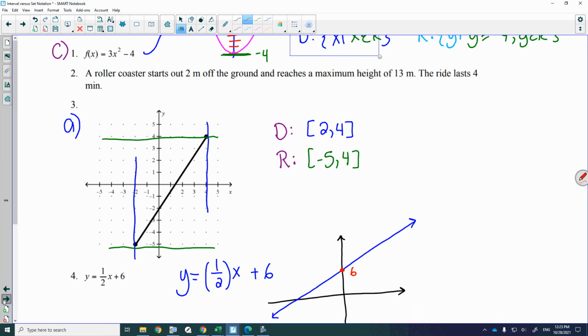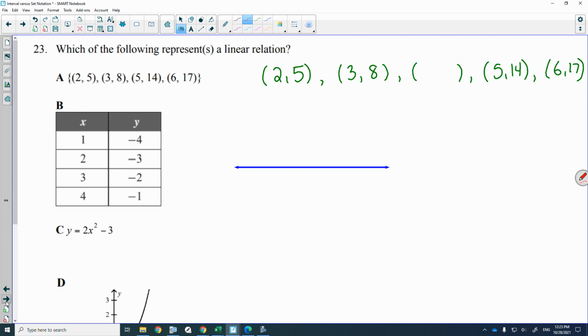Let's now go to 23. So we haven't done 23 at all, but you'd be expected to know this. Yes. Oh, did I not write it? Yes, the answer for 4 is B. That would be correct.